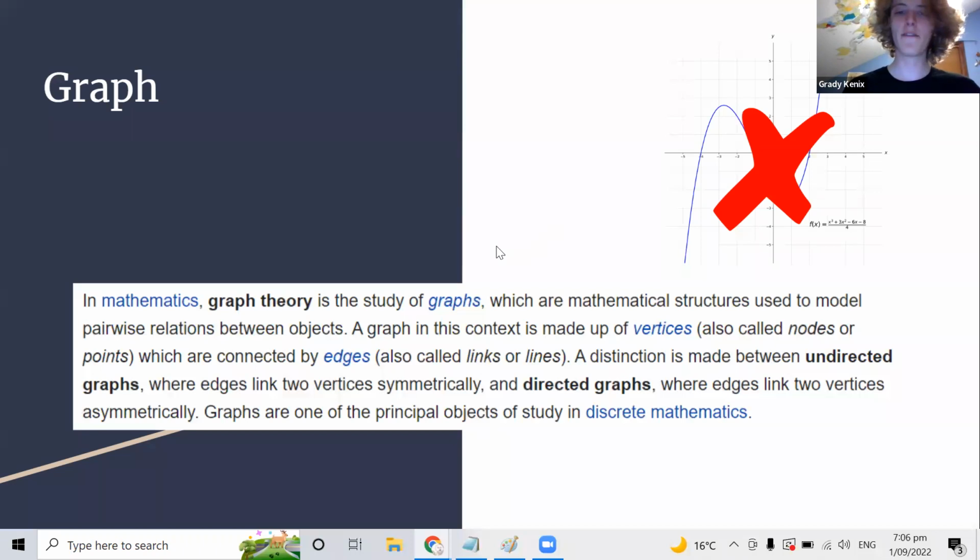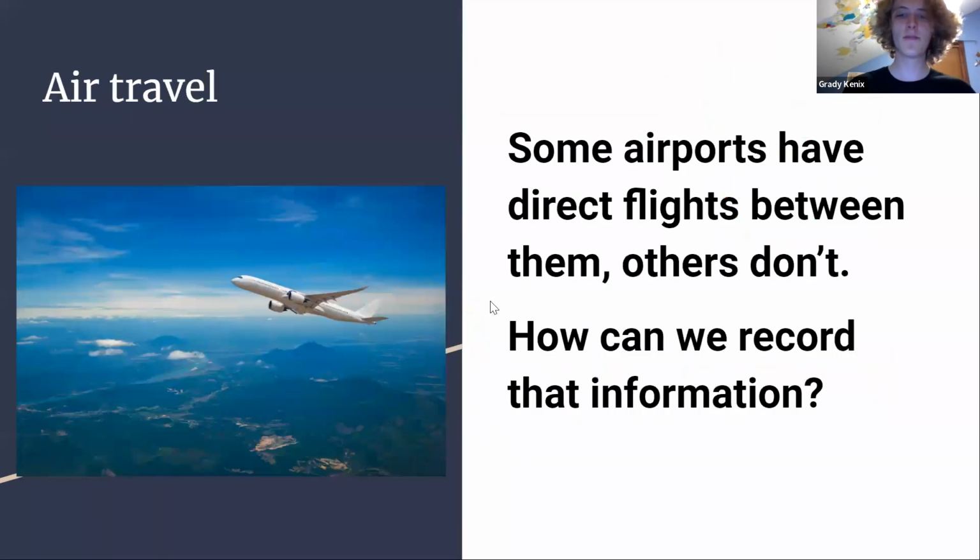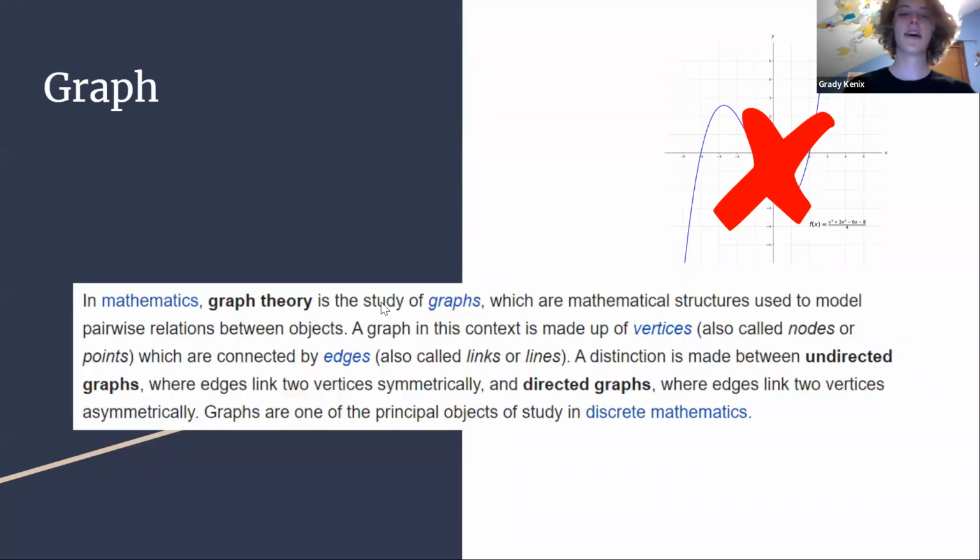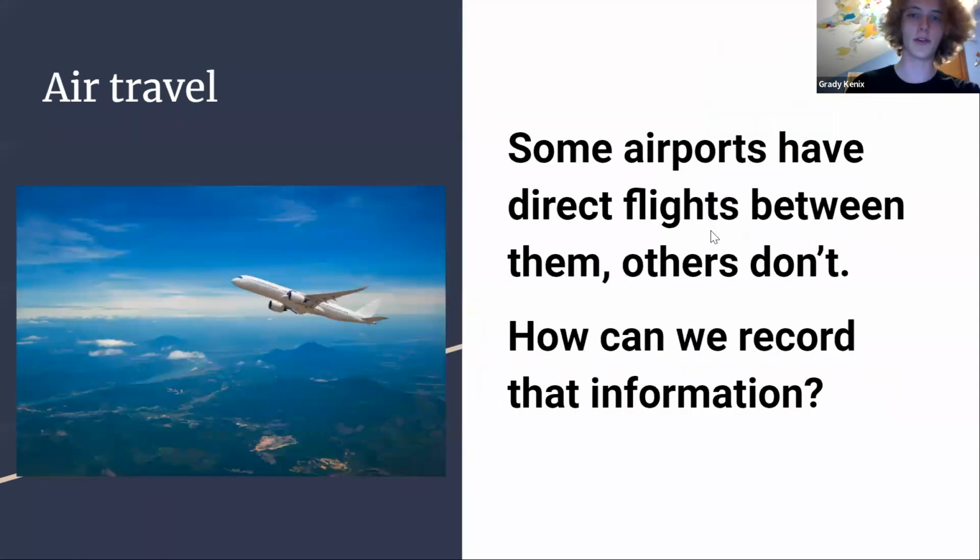Okay, so graph theory is the study of these certain mathematical things called graphs. And here's the very overlong Wikipedia definition, but TLDR, a graph is a thing which models relationships between things, which may sound confusing, so let's give an example.